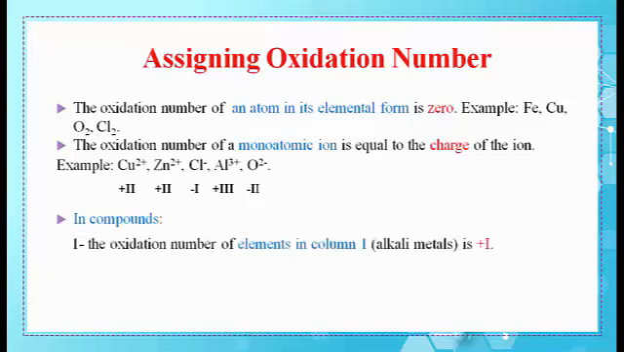Now, in compounds. First, the oxidation number of elements in column 1, which are alkali metals, is +1. An example here is NaCl and K2S. Na is an alkali metal and K is also an alkali metal. Since these elements are alkali metals and are in compounds, then the oxidation number of Na and K is +1.